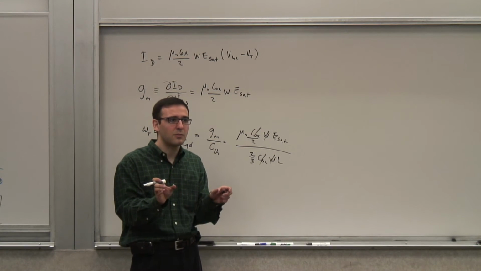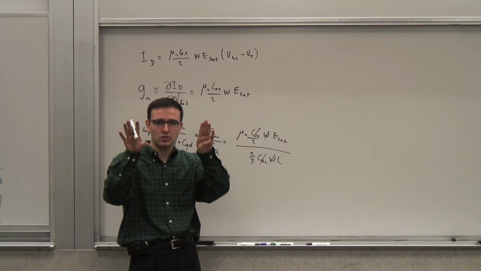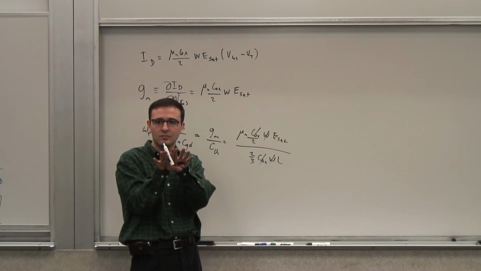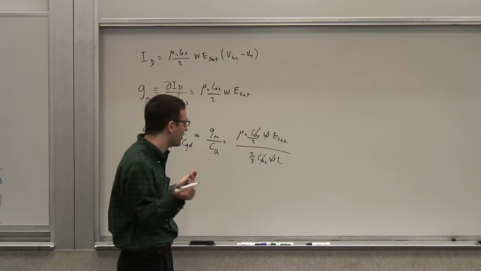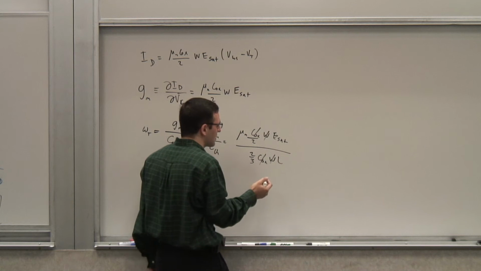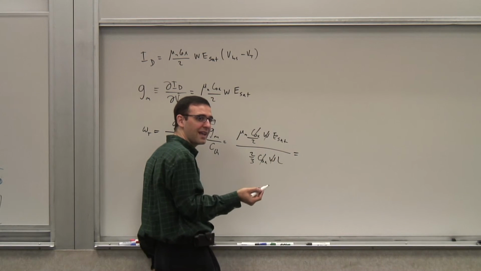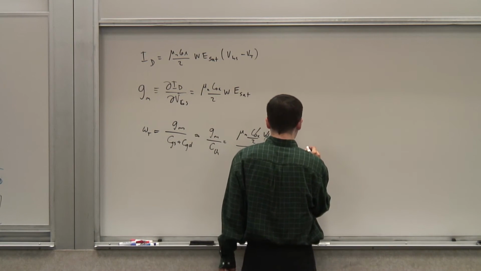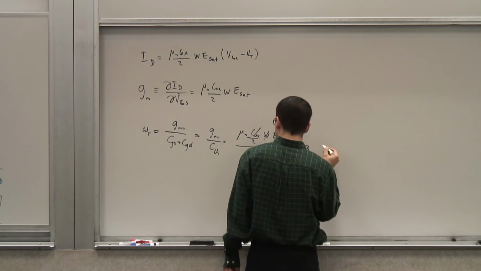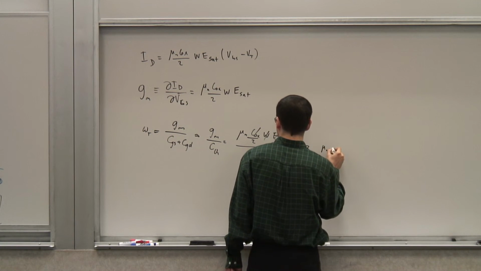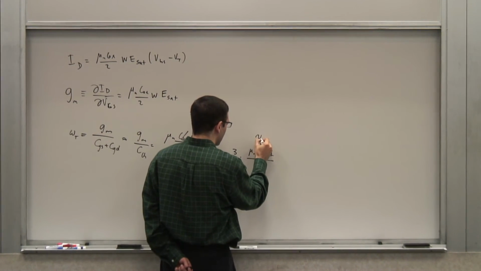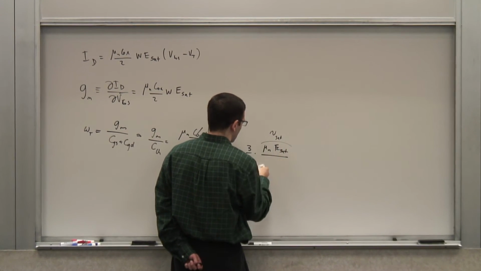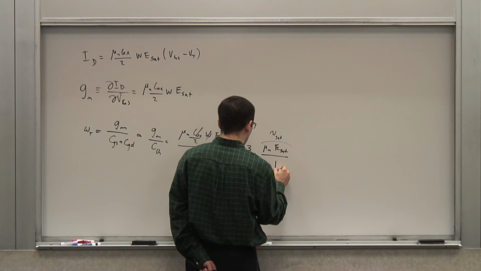You double the width of the device. It's like having two transistors of the same width in parallel. You have doubled the capacitance, but you have doubled the drive current too. So it's a wash. It shouldn't depend on Cox, because it affects both the transconductance and the capacitance. And what I'm left with is 3/4, that doesn't really matter, does it? Mu n E sat, which is basically nothing but Vsat, the saturation velocity. Some constants, and divided by L.